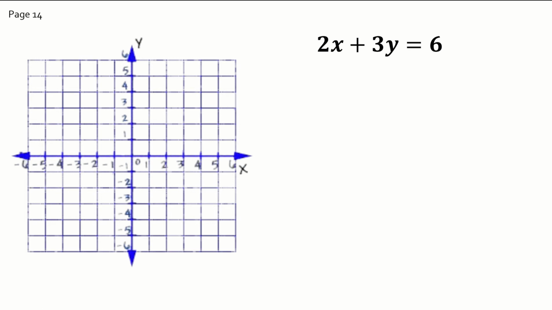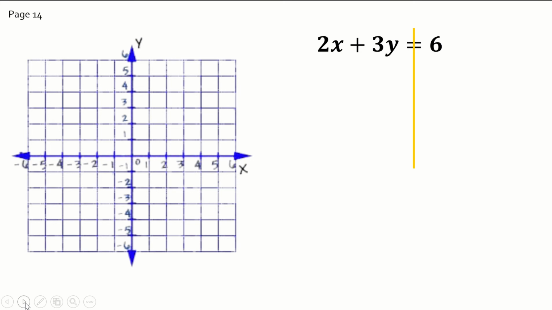Algebra 1 EOC STAAR Review, Category 3, on page 14, Graphing Linear Equations. The first equation we're given is in standard form, ax plus by equals c. To graph a linear equation, the simplest form is to get the equation into y equals mx plus b. So our goal here is to get y by itself.